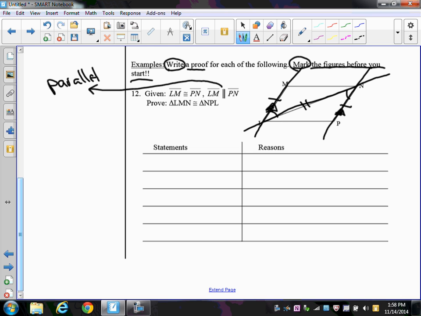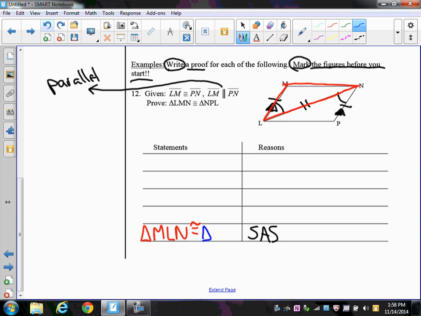I'm going to clean this up so we can see the letters better. If you missed what I did there with extending the lines, make sure you rewind the video. We have those 2 angles, and now we have side angle side. So at the end, I know my answer is going to be side angle side. And I could even do this backwards. I would go 1 to 2. That would be triangle MLN is congruent to triangle PNL.